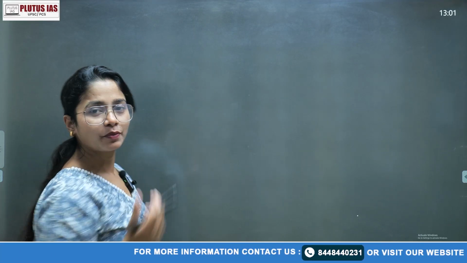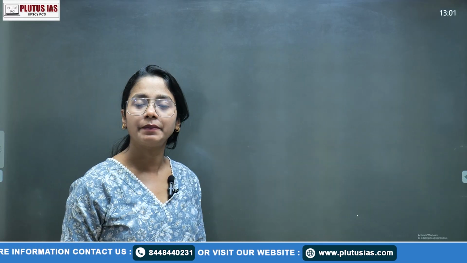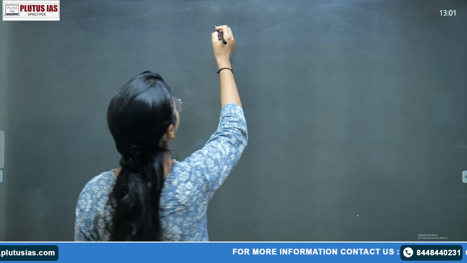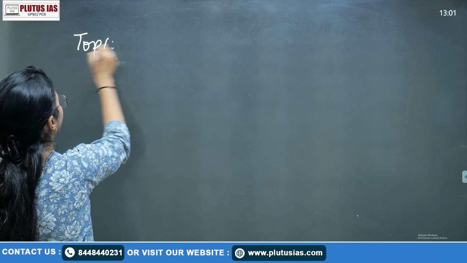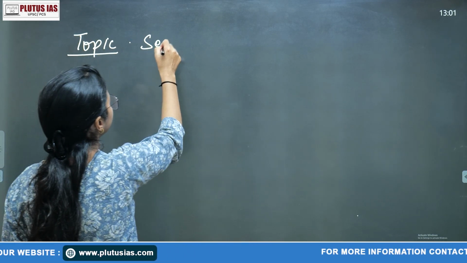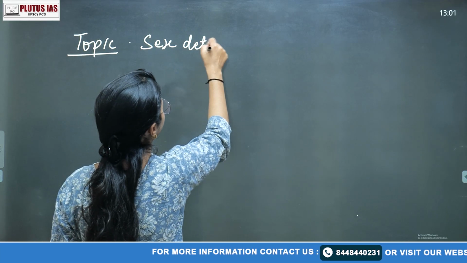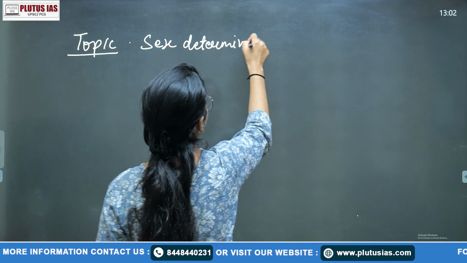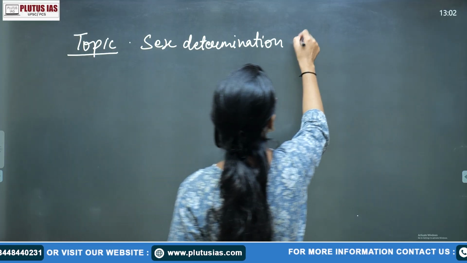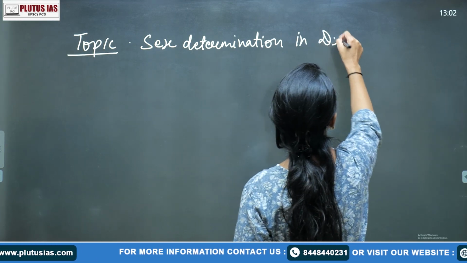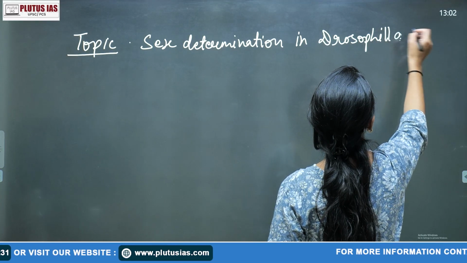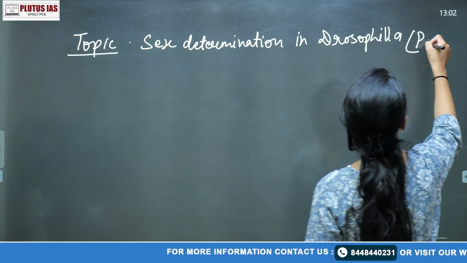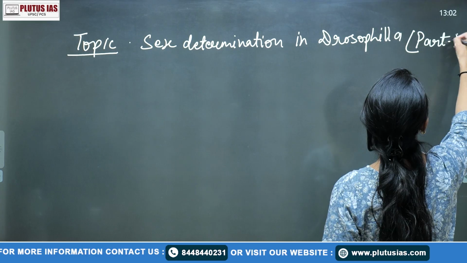This is, of course, your UPSC geology optional paper 2, and this comes in your genetics. So the topic is sex determination in Drosophila series part 4, right? We have already covered part 1, part 2, part 3.